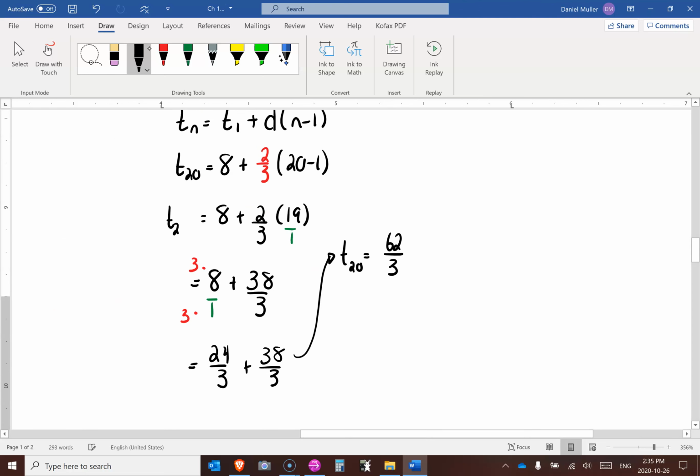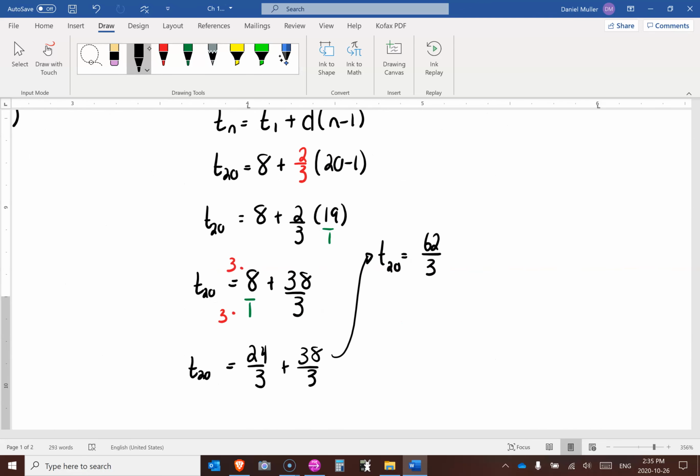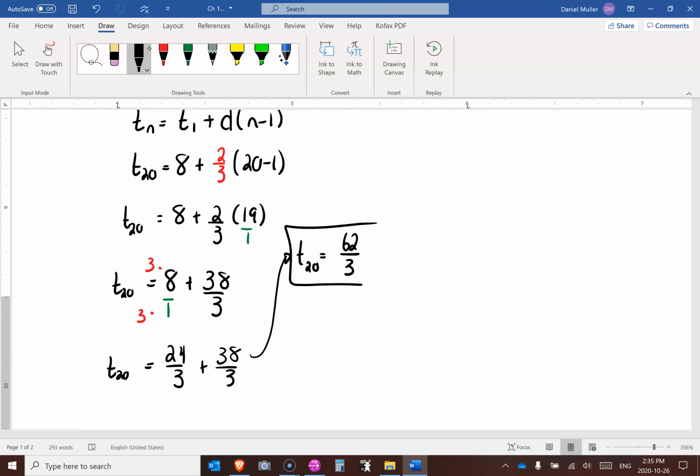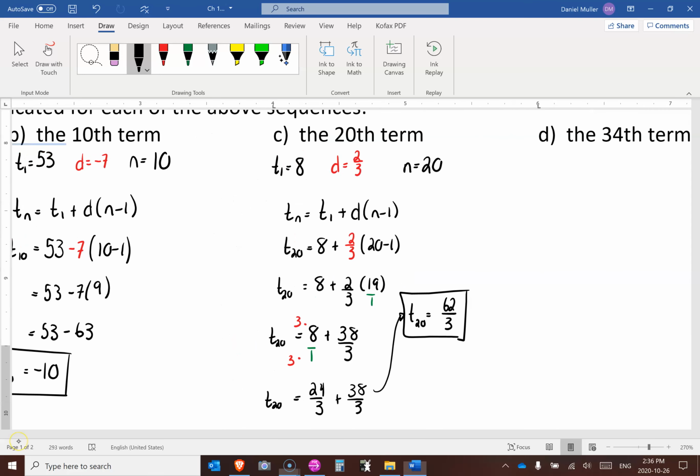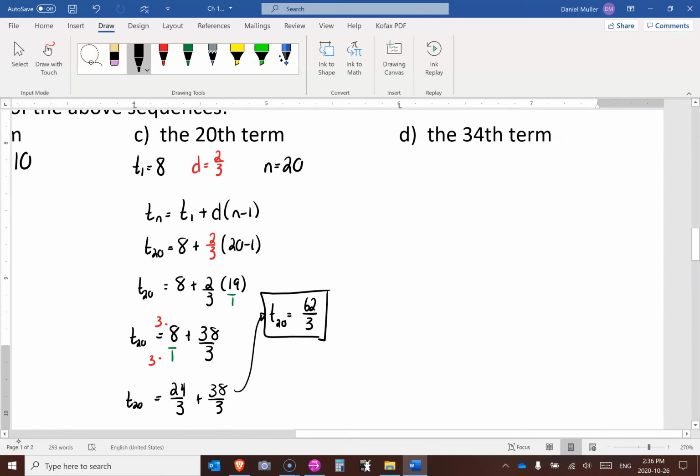So T20, you don't have to write all of these T20s, by the way. If you write the first one and then write it here at the end, that is okay. So T20 is positive 62 over 3. Okay, last here, the 34th term.